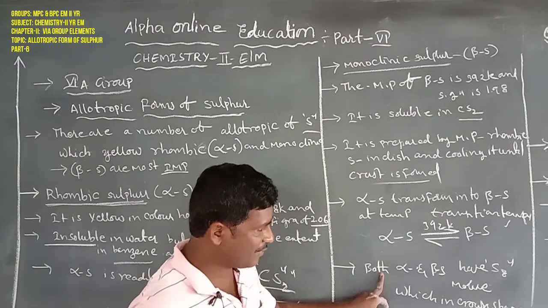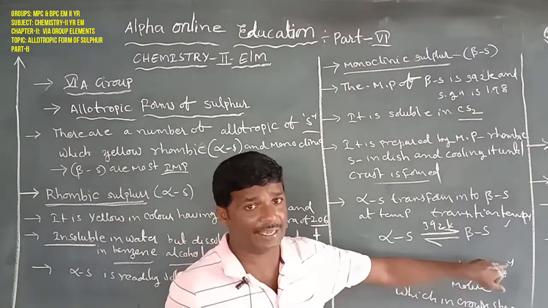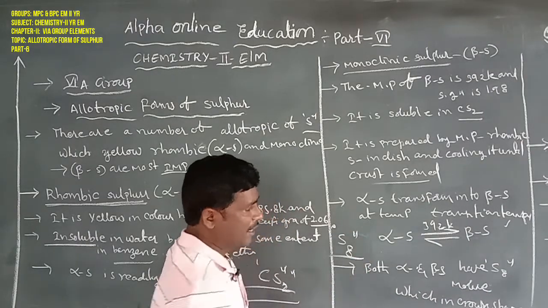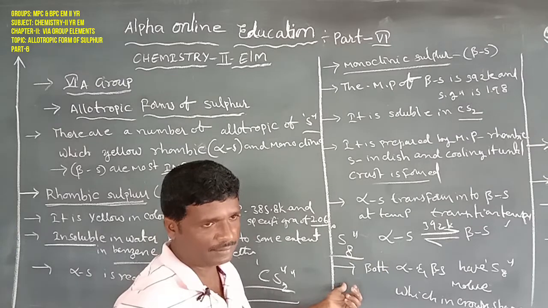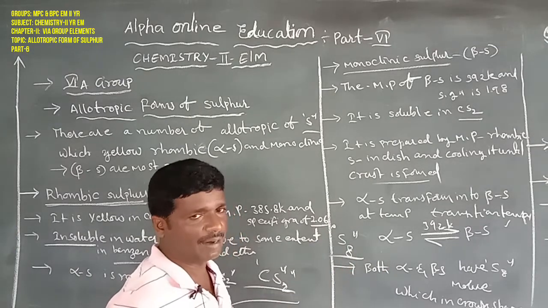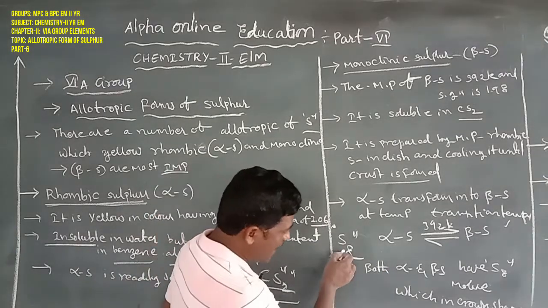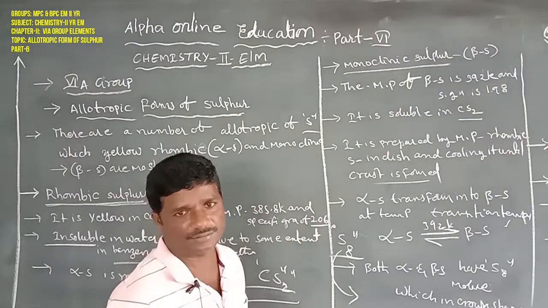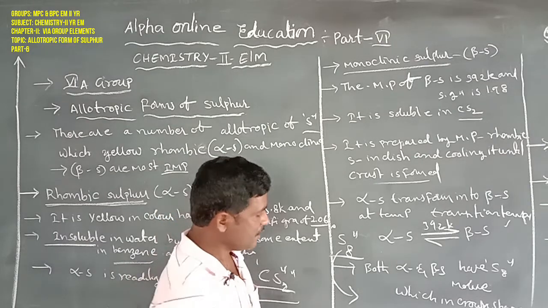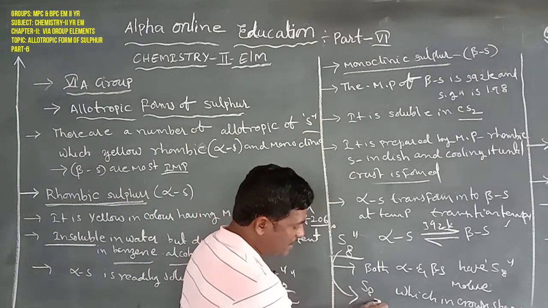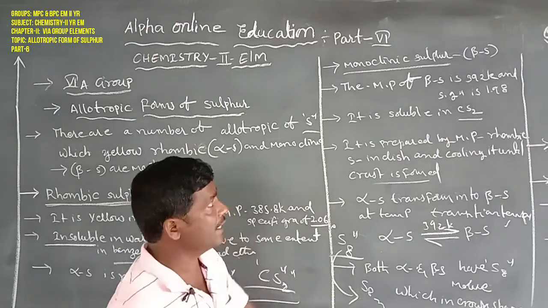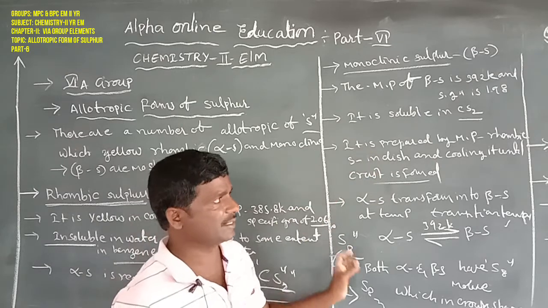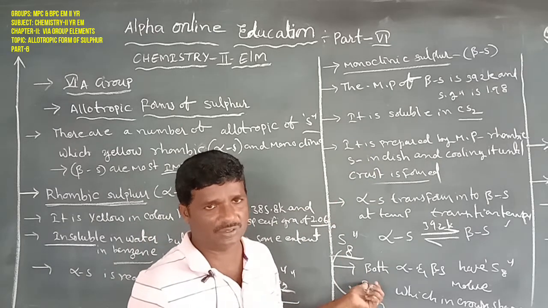Both alpha sulfur and beta sulfur have the S8 molecule, which has a crown structure or puckered ring structure. These are the properties of monoclinic sulfur and alpha rhombic sulfur.